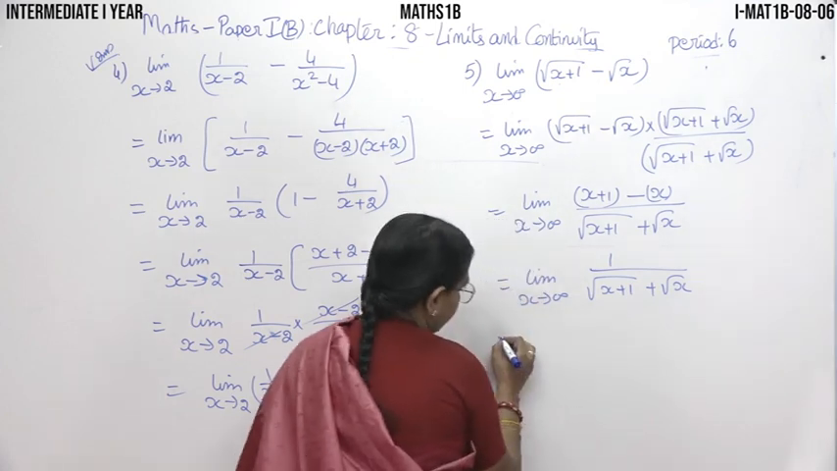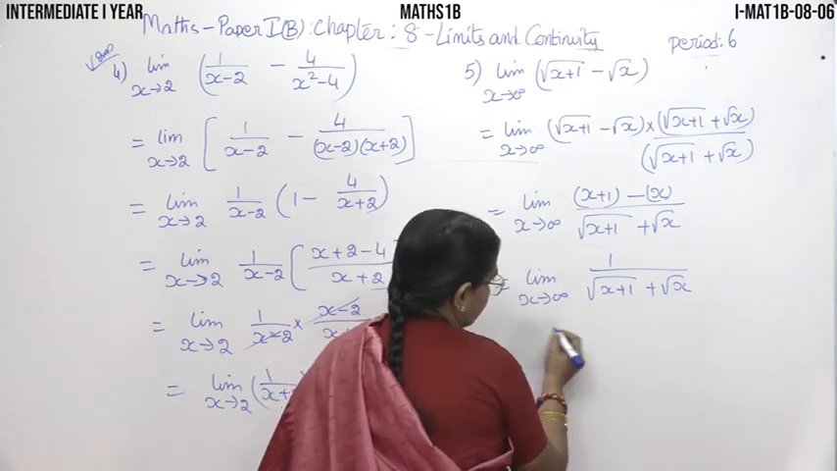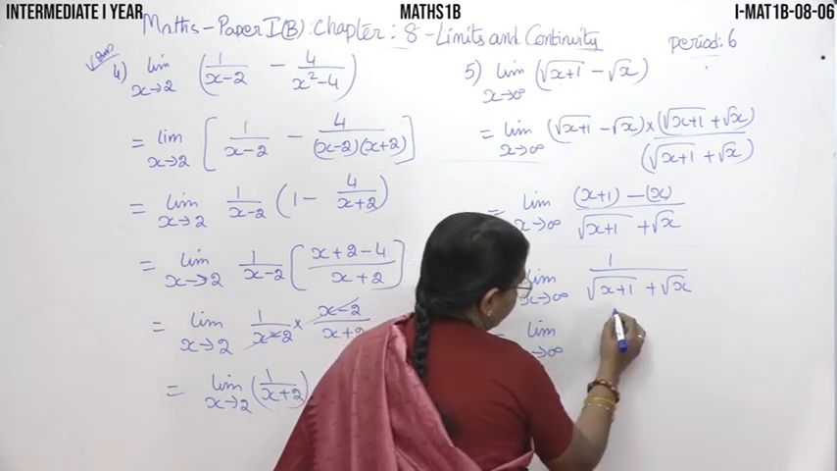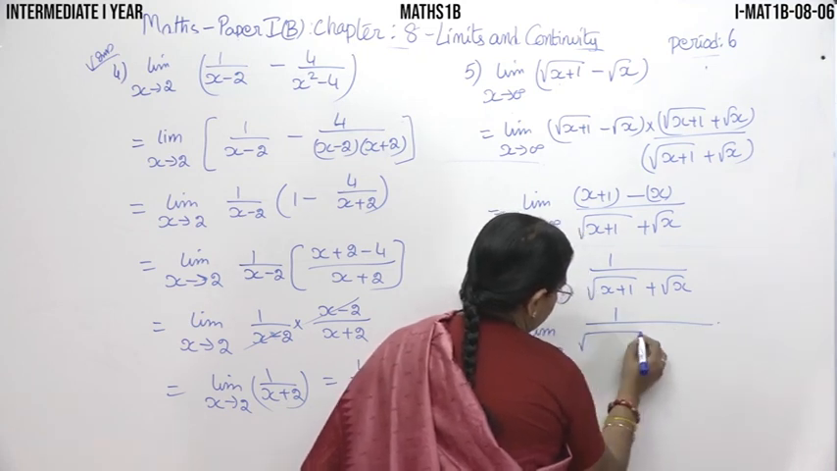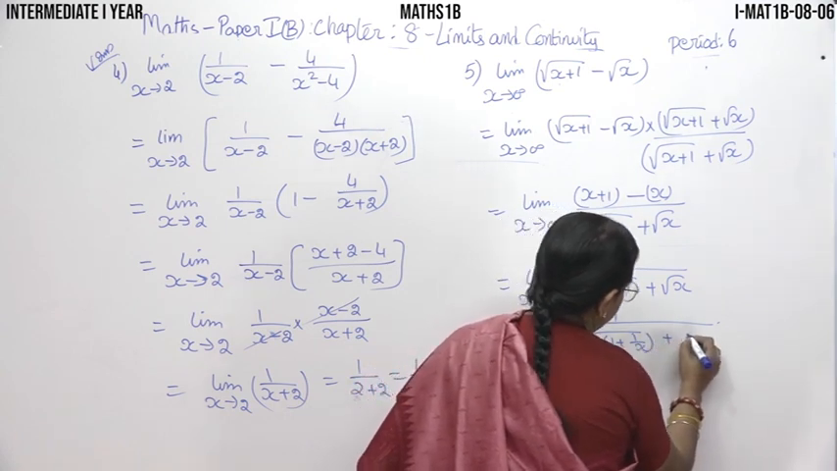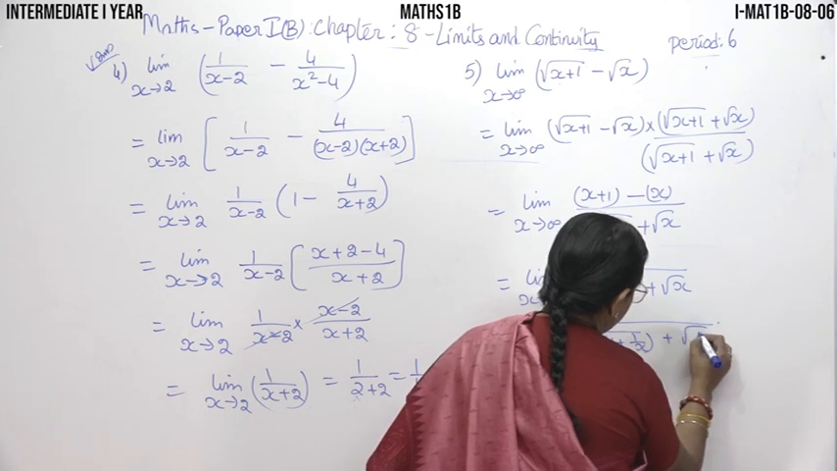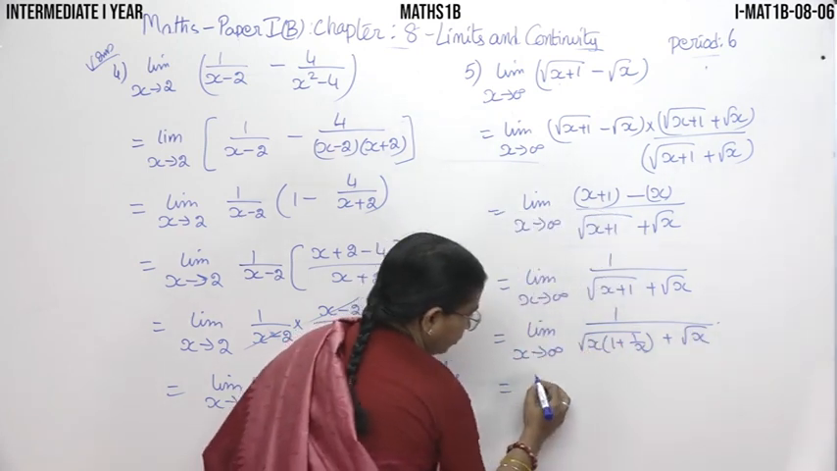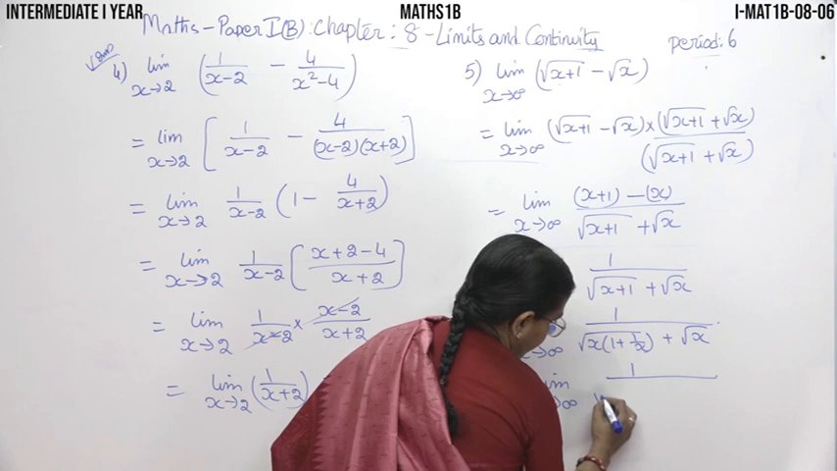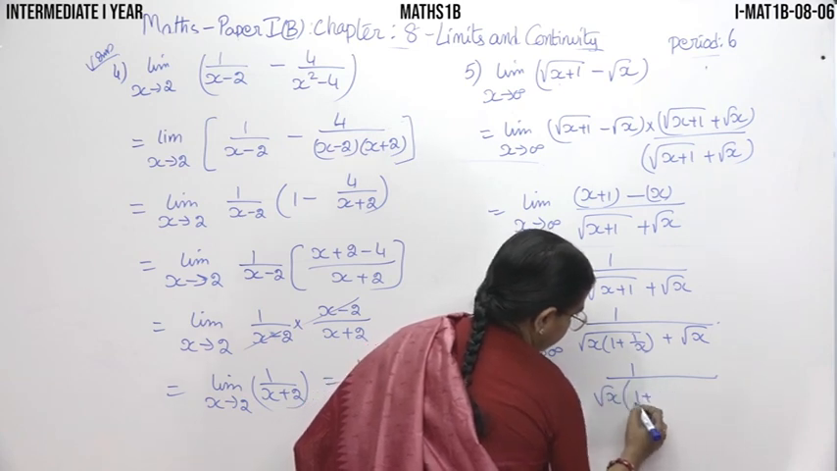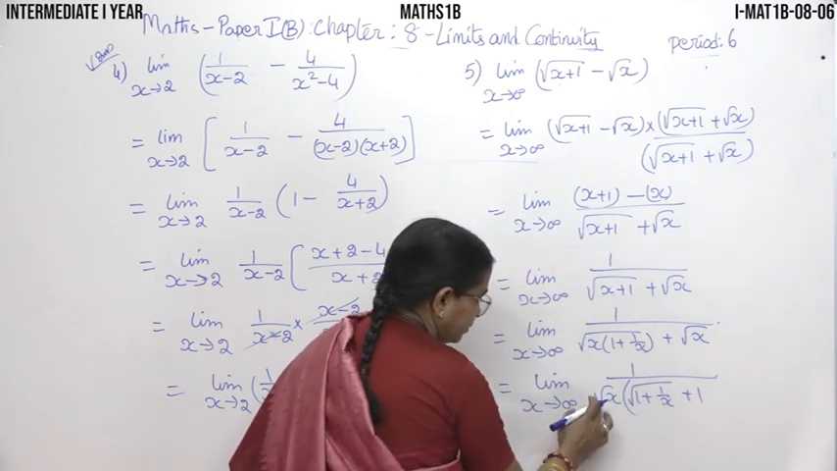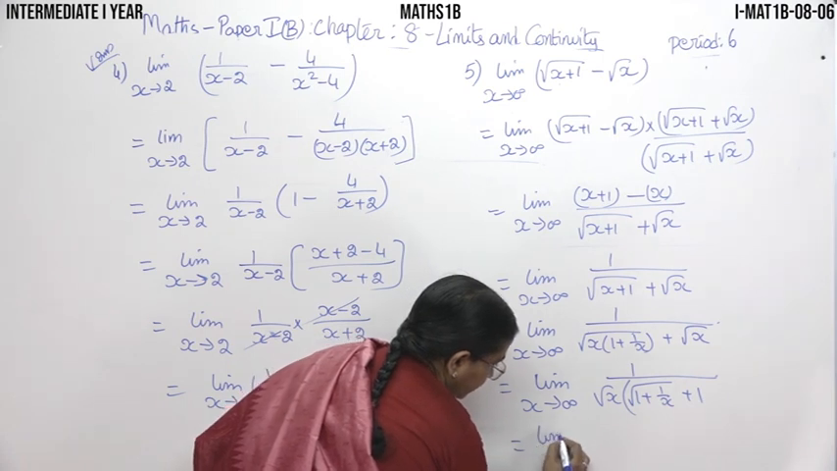You can substitute infinity, or you can put x is equal to 1 by y like that. Or you can write limit x tending to infinity of 1 by, if I take root x common, it is root x into (root of 1 plus 1 by x plus 1). So this is 1 by root x times 1 by that, and I'll write here.